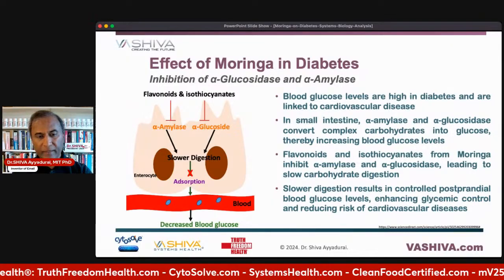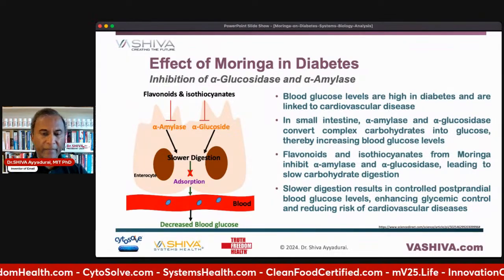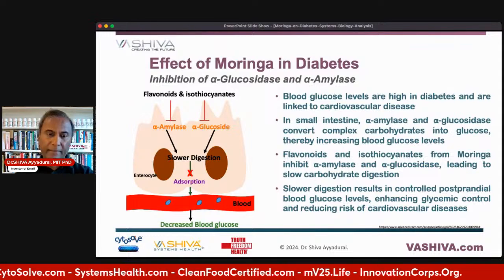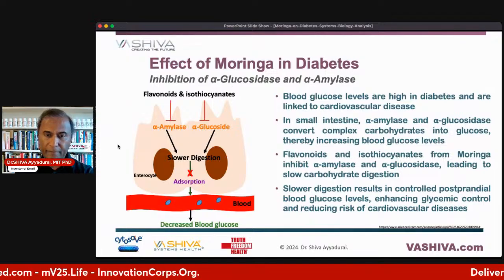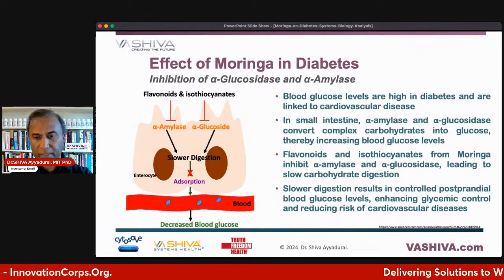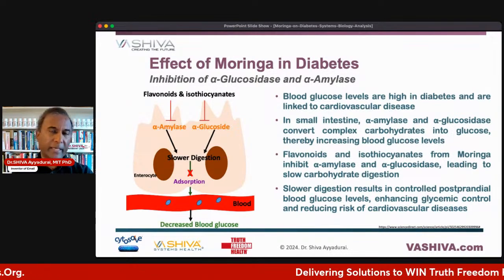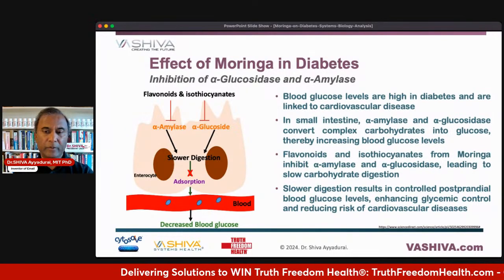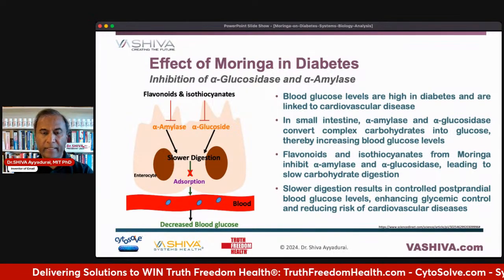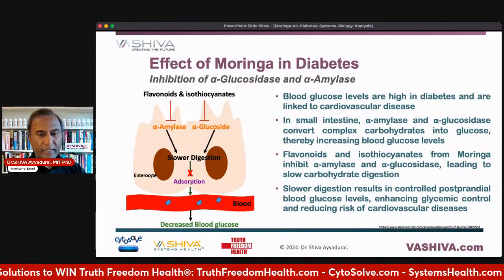in diabetes. Now, in the small intestine, alpha amylase, right here, this is in your small intestine, and alpha glucosidase convert complex carbohydrates. So you eat fruits or vegetables or grains or oats, right? Things like that. They convert those complex carbohydrates into glucose.